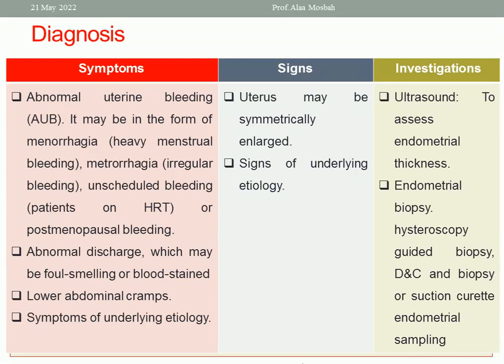Investigation: ultrasound, especially transvaginal ultrasound with high resolution, is the most important. It can detect the endometrial thickness and any irregularity of the endometrium. Also, endometrial biopsy, and endometrial biopsy could be through hysteroscopic guided biopsy or D&C and biopsy or suction curette endometrial sampling.